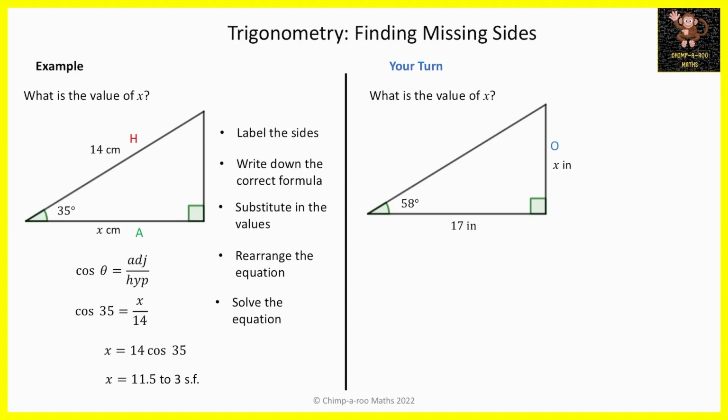Okay, so how'd you get on? We've got O and A. So this time we're going to use tan. So tan 58 is x divided by 17. So now multiply by 17, x equals 17 tan 58, which is 27.2 to 3 significant figures.